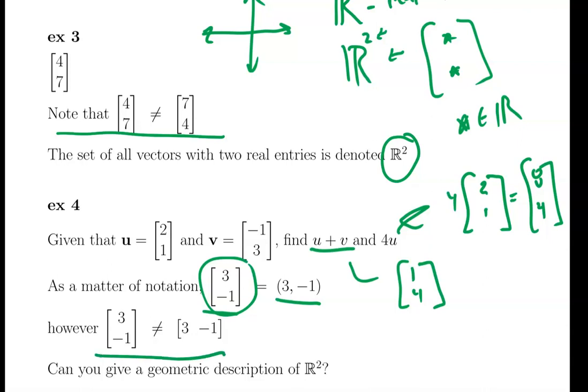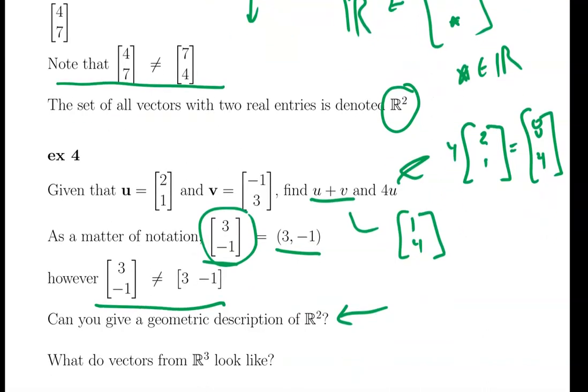This, however, is not correct. Okay, these are different sizes, row by column. So this is a 2 by 1. This is a 1 by 2. So these are different. So I already kind of gave that away. What's a geometric description of R2? Well, if R2 are 2 points that are real numbers, they're really points in the plane. So you can think of a geometric description as being the Cartesian coordinate system.